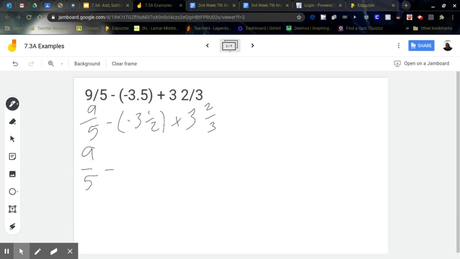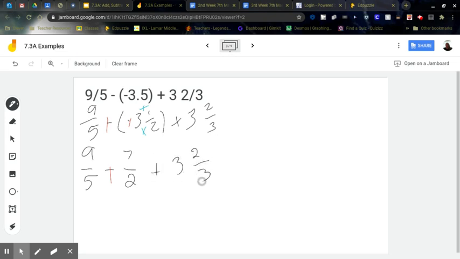Okay, 9/5 minus, when I do minus a negative, that means I can add a positive. So this ends up being a positive right there. So we're going to end up adding 3.5, but we're going to change that into an improper fraction, remember? So we're going to do 2 times 3 plus 1. 2 times 3 is 6, plus 1 is 7. So we're going to do 7, and the bottom of the fraction is a 2. And then we're going to do plus 3 2/3.